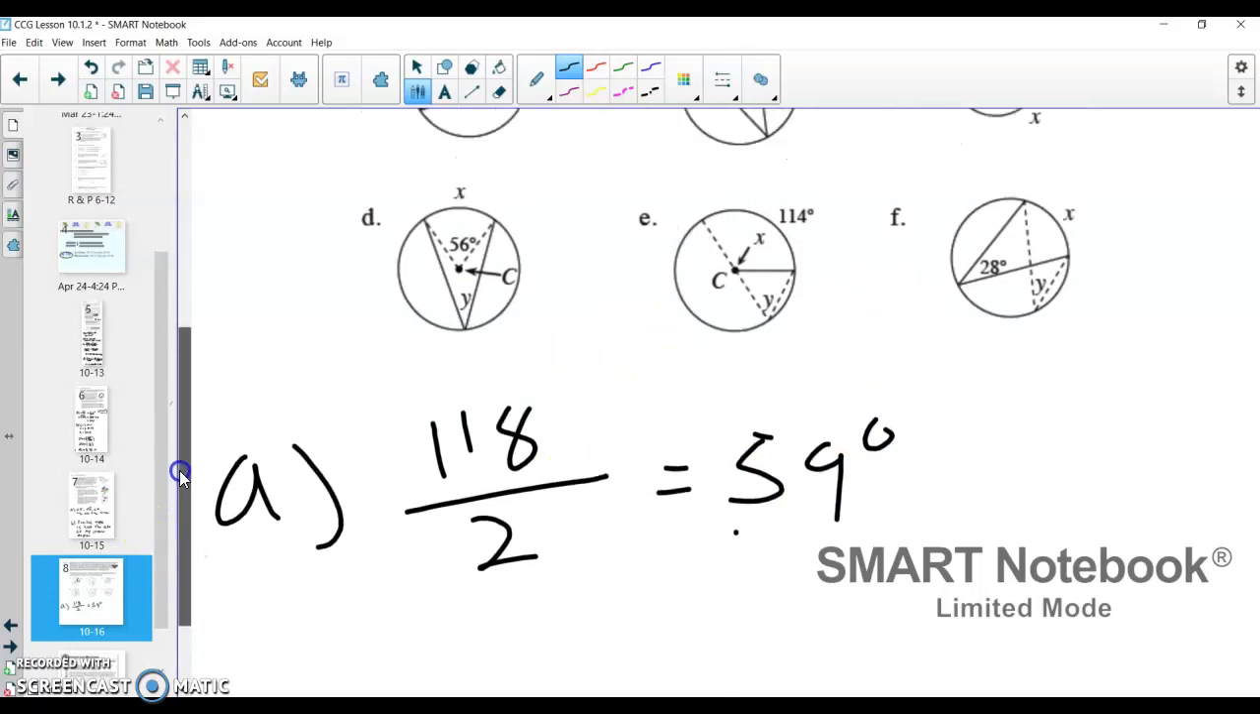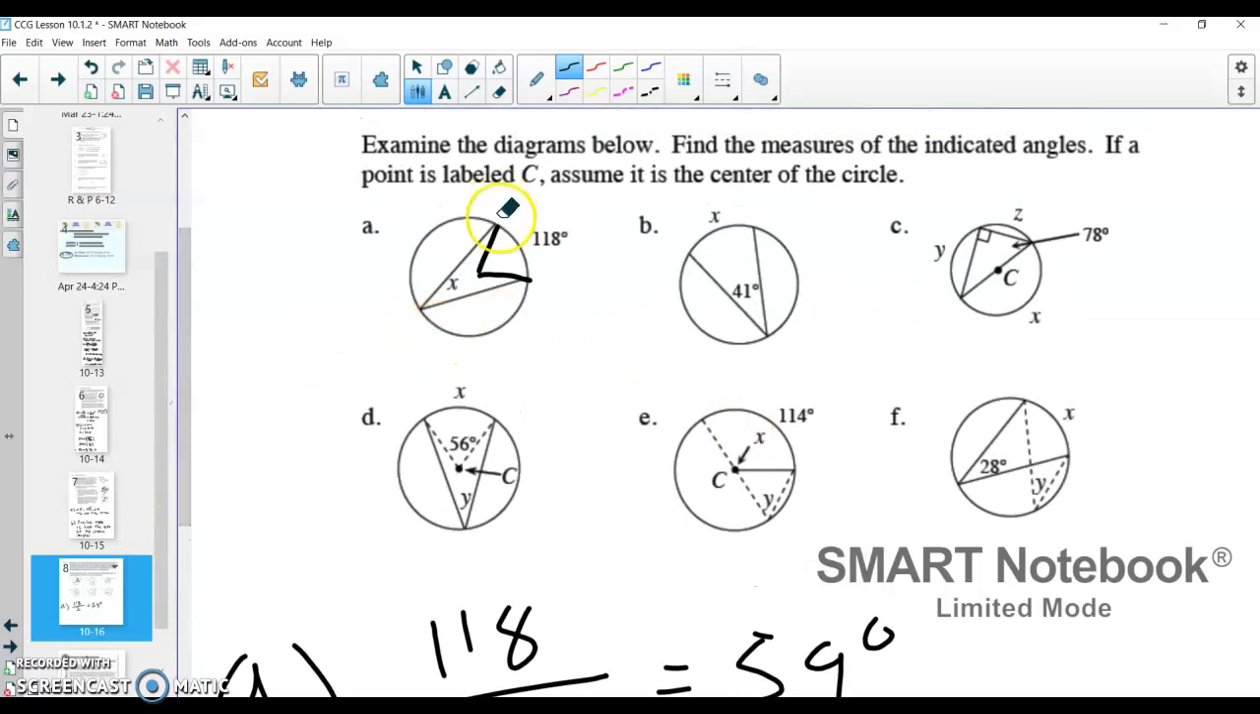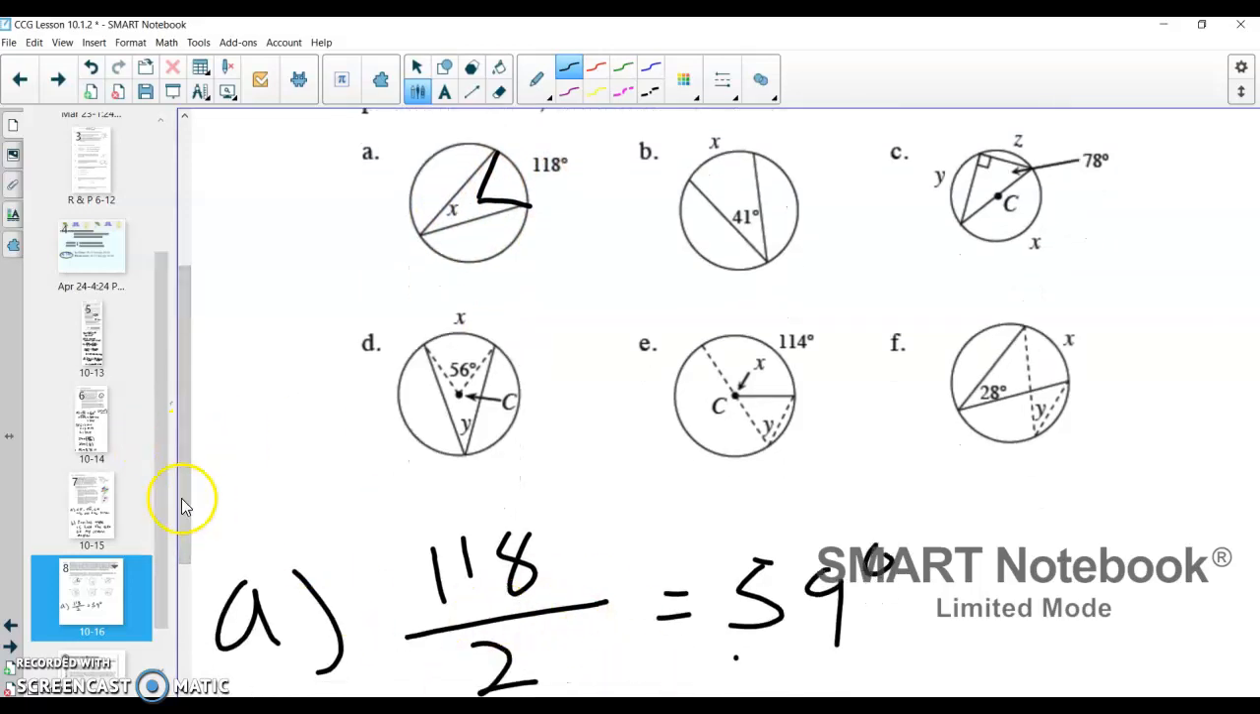All right. And so again, I know that because my central angle is the same as my measure on the outside, and then my inscribed angle is half of my central angle. So that's why I decided to cut that 118 in half.